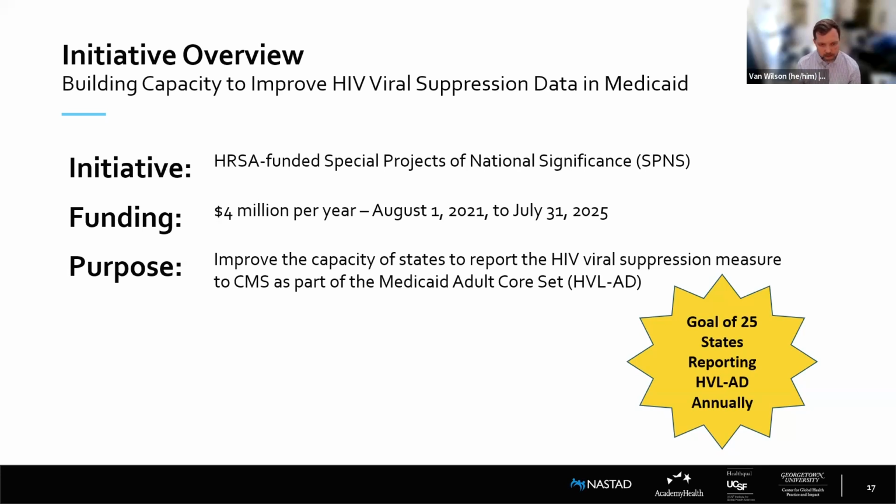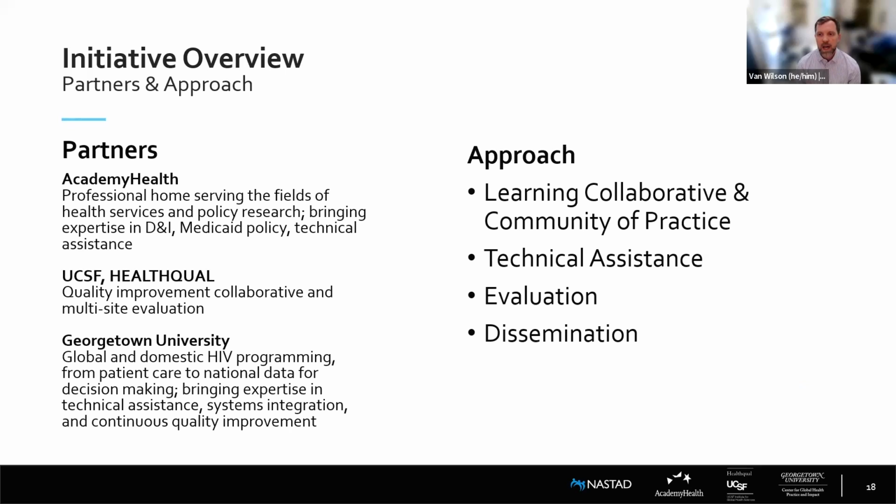Next slide. I just want to take a moment and really highlight and thank our partners for the incredible work that we've done together on this project, all of whom are on this call today, and you'll hear from our colleague Elizabeth Cope next. AcademyHealth brings a wealth of expertise in health services and policy research, dissemination, implementation, and Medicaid policy. UCSF, Health Qual really helped out with the Learning Collaborative and the multi-site evaluation. And finally, Georgetown University brings a wealth of expertise on the technical side of things.